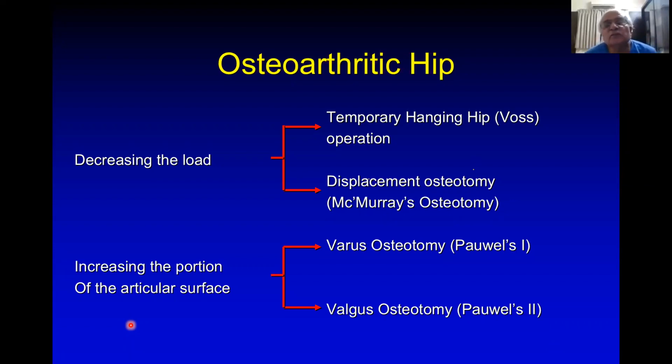So how do we decrease the pressure? By what is called a temporary hanging hip operation. This was described by Voss. This operation is completely obsolete. It is historical, but I had opportunities to see this operation done by my chief. What he used to do: open the hip, just dislocate, do a little debridement, release the iliopsoas, cut the adductor, and cut the abductor also. So it was called the hanging hip operation. Reduce the forces on the hip. It was a disaster, I tell you. So this operation is out of the question.